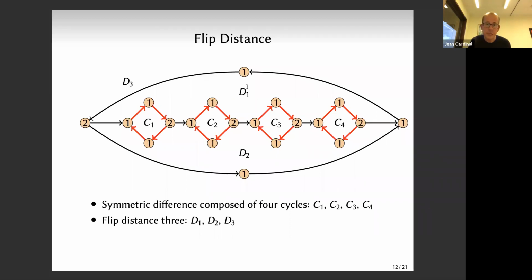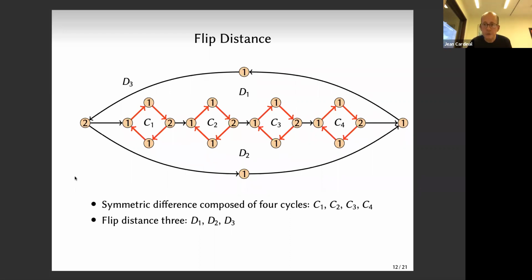But now the problem is that you flipped all 4 edges that are on the outer face of this drawing. Well, that's 1 more flip. So you can actually flip those 4 cycles here in 3 flips instead of 4. So just flipping the symmetric difference doesn't always give you the shortest path. Is that clear?